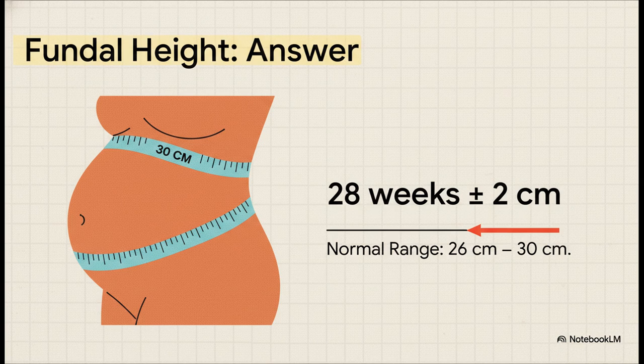And why? Well, remember that rule of thumb we talked about? At 28 weeks, the normal range is plus or minus 2 centimeters, so anywhere from 26 to 30 centimeters is what we expect. Our measurement is right at the top of that range, but still totally normal.